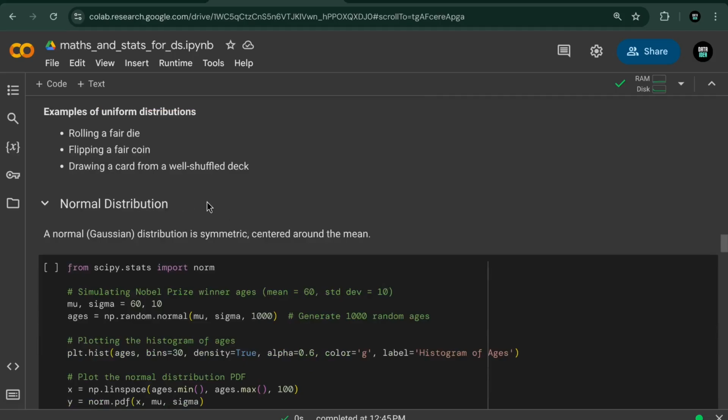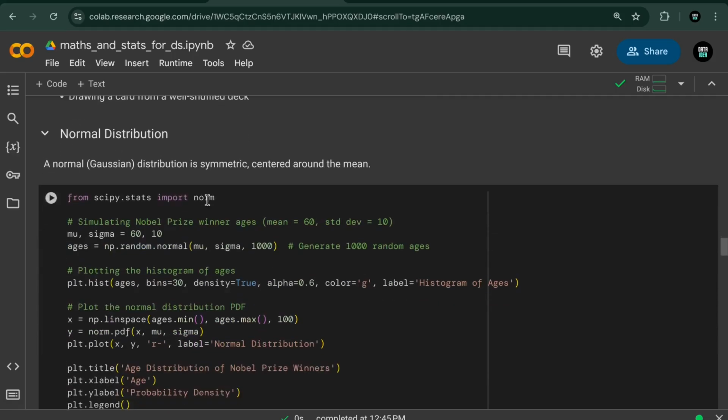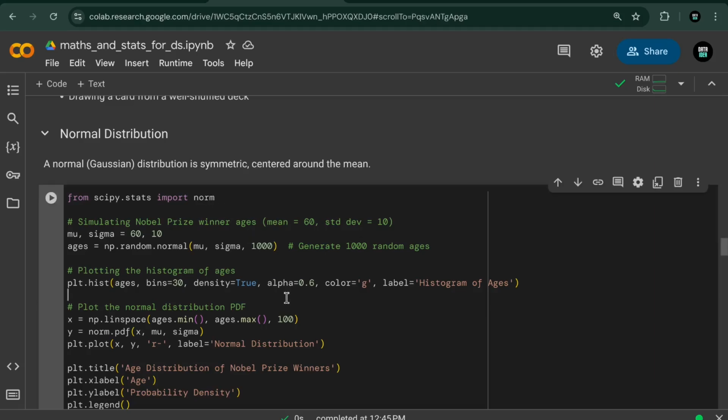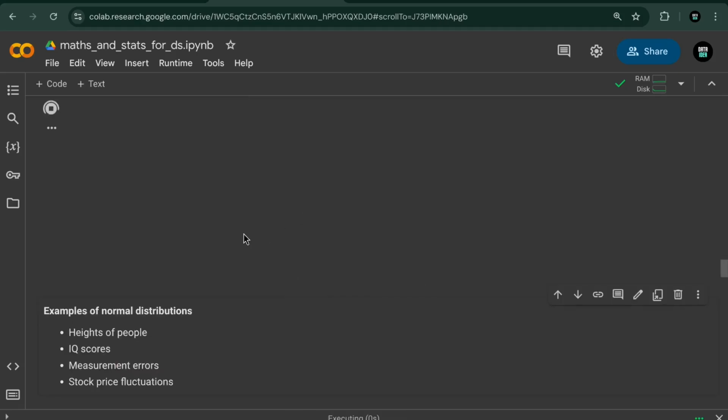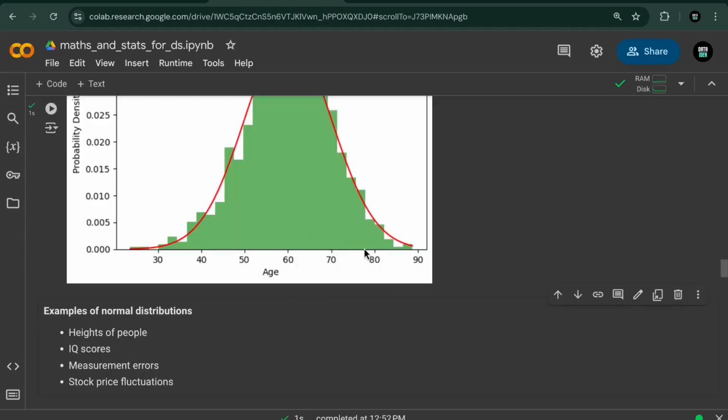The second distribution I want to talk about, which turns out to be one of the most important distributions in data science, is the normal distribution. The normal distribution is symmetric and centered around the mean, and I'm going to talk about the mean later. The mean is basically the average of the observations.